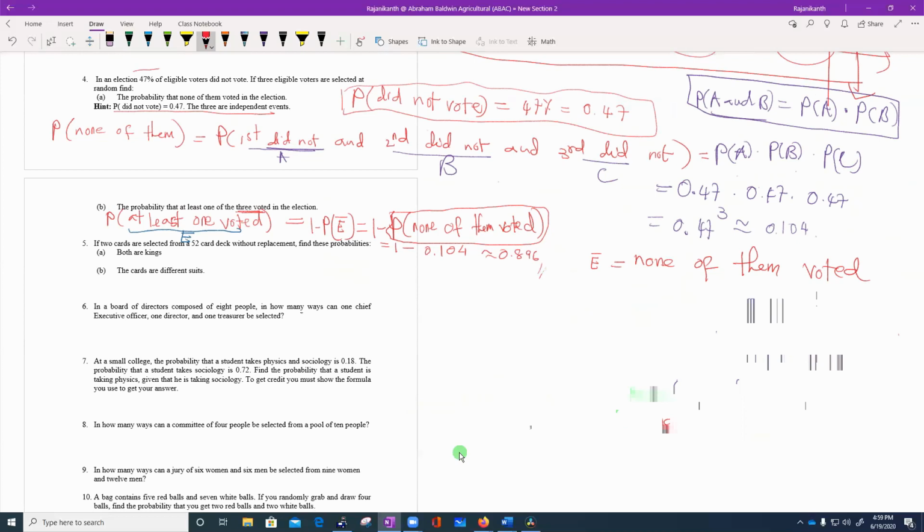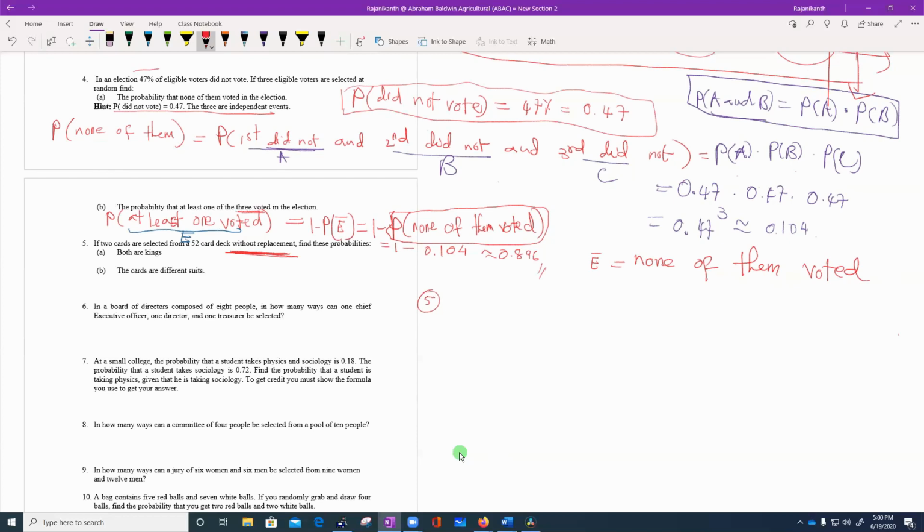Now number five. If two cards are selected from a 52 card deck without replacement, you understand that, please? You are taking one card and checking the card and you are not putting it back. You are keeping it out, right? For the second time, you have only 51. So that means when you draw two cards without replacement, those two events are going to be dependent events because you are not replacing.